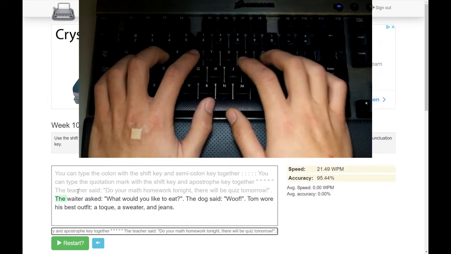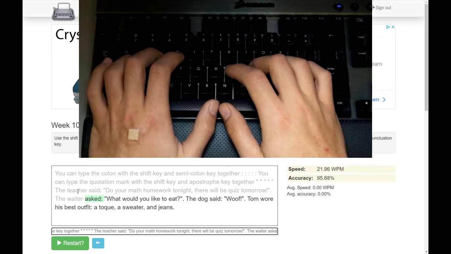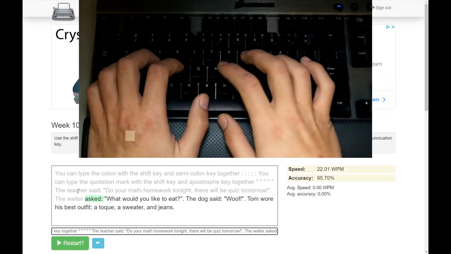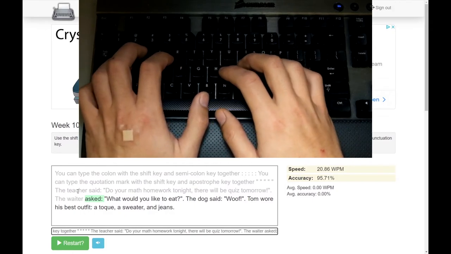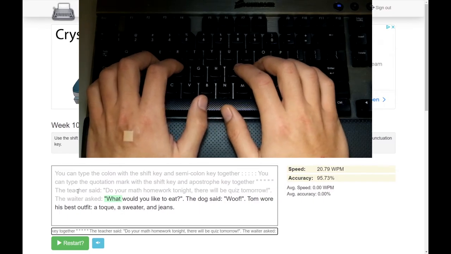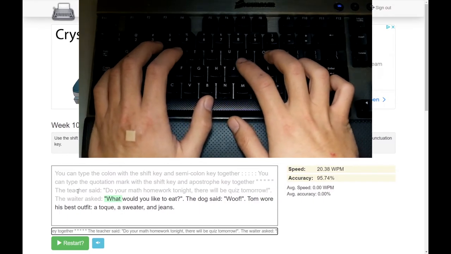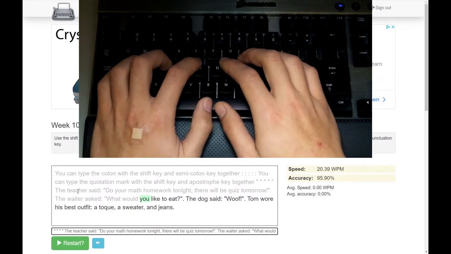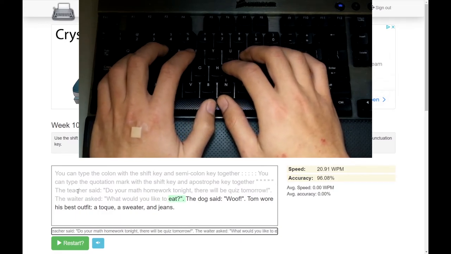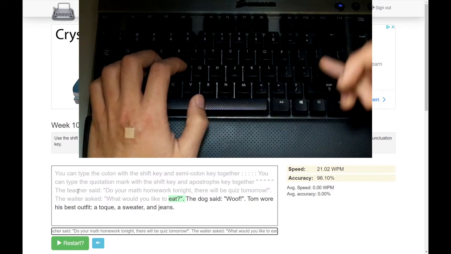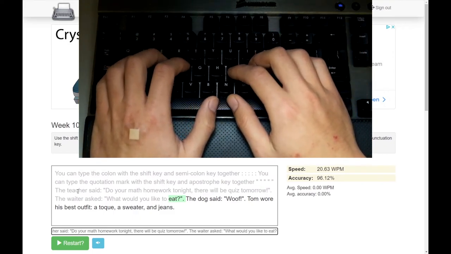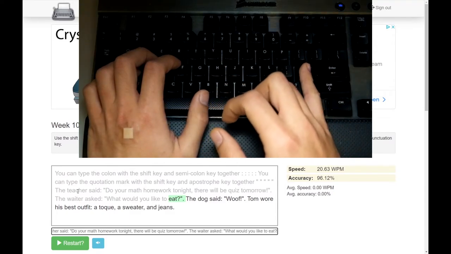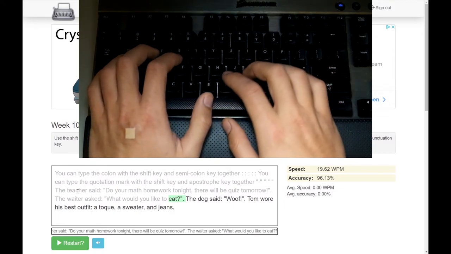Let's try that again. The waiter asked, and then we type colon with the semicolon key and shift, space, and then we type quotation mark with the apostrophe and shift, uppercase W, what would you like to eat, question mark with the forward slash and left pinky shift, and we end the quotation with another quotation mark, so we type quotation with the apostrophe key and the left shift, period.